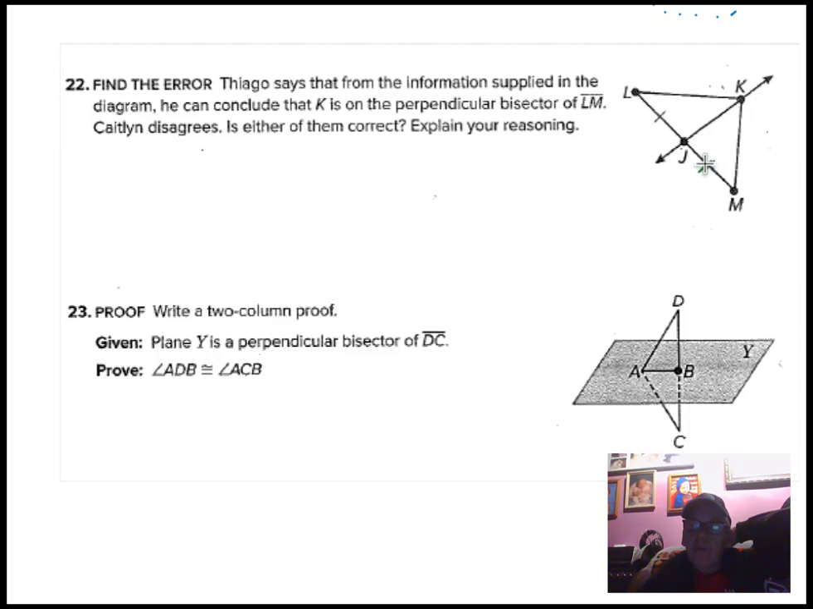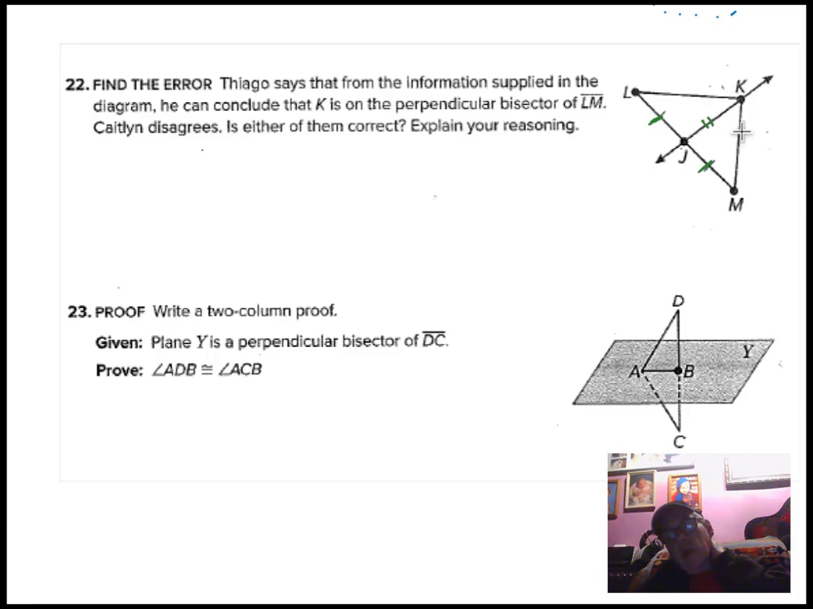It is a bisector because LJ and JM are marked as congruent to each other, but is there a way we can prove these two triangles congruent? If we could, then we could say that these are right angles since they're adjacent in a linear pair. But really, this side's congruent to itself.